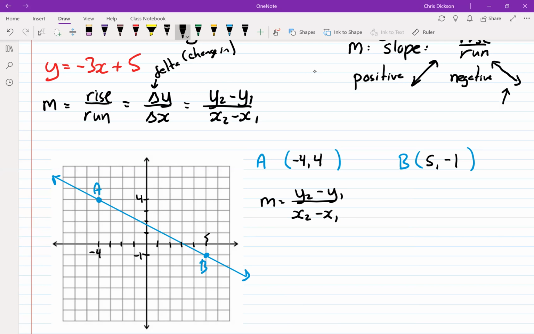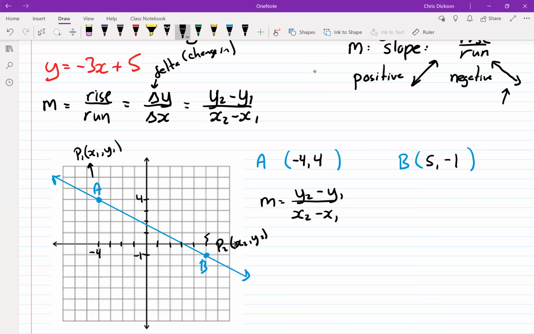Now, it doesn't matter which point you make point 1 and point 2, but you have to be consistent. So for example, if you make this point 1, then this is x1, y1. That's the coordinates. And if you make this point 2, then that's x2 and y2. And you could mix it up where you make A point 2 and B point 1, but you have to have x1, y1 associated with the same point as point 1, and x2, y2 associated with point 2.